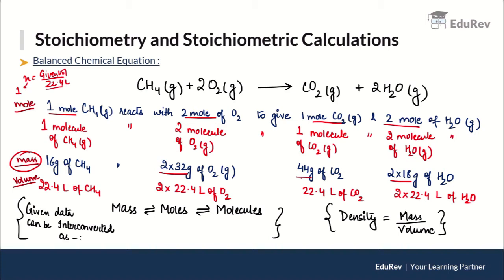That is why it is written here that 22.4 liter of methane reacts with 2 into 22.4 liter of oxygen to give 22.4 liter of carbon dioxide and 2 into 22.4 liter of water. So mass, moles and molecules are interconvertible in terms of data, right? One more thing you have to keep in mind is the relation between density, mass and volume, because many a times in questions you are provided with the data of density. So you must recall this relation that density equals mass upon volume.